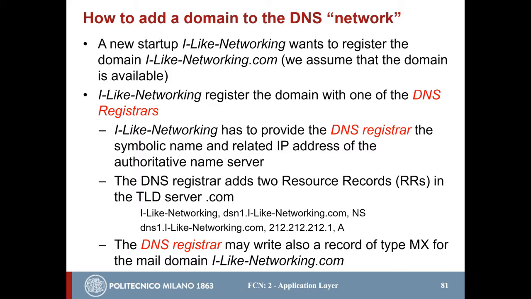So the registrar will write in the top level domain server, for example, in this case .com, two new lines, two new entries, so two new records. One is of the type NS, and it has the name of the new domain and the symbolic name of the authoritative name server. The other one is of the A type, and it will have the symbolic name of the authoritative name server and its IP address.